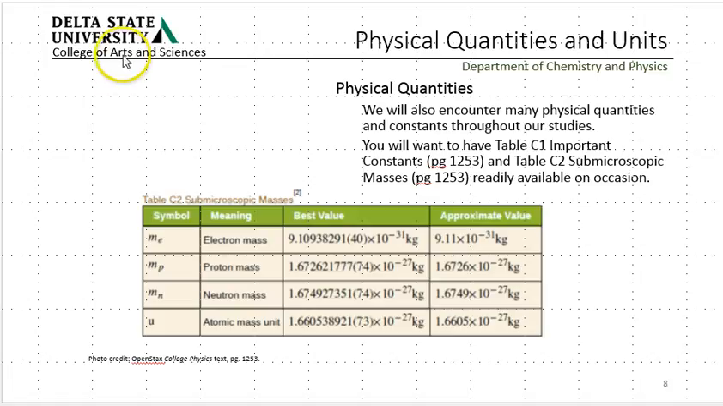Here are some physical quantities with their units. So electron mass, proton mass, neutron mass, atomic mass unit, the unit out here, the scientific notation, number of significant figures, all of that's important.